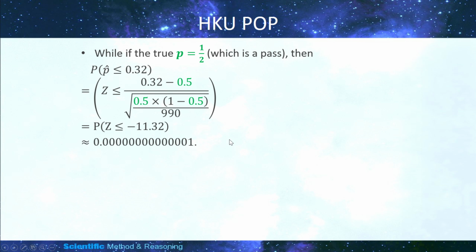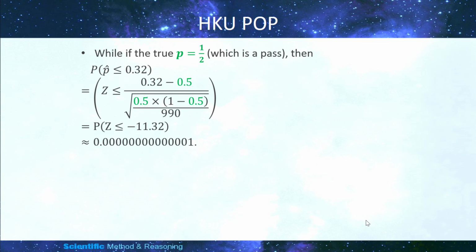So what is the implication of this probability? Okay, because some people might argue that actually CY is not that bad. I would think that half of the general public will support CY. But based on the public opinion poll with a random sample of 990 subjects, only 32% supported CY. And if the true value of p is indeed 1/2, the probability of getting a sample proportion as small as 0.32 is nearly impossible. So what does that mean?